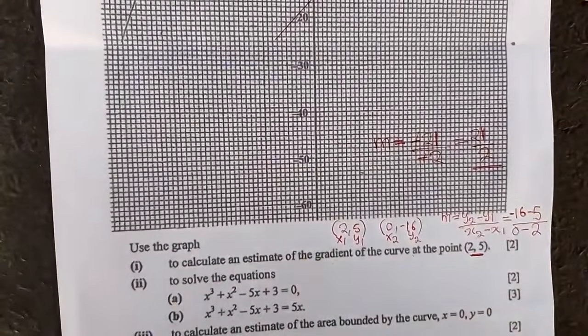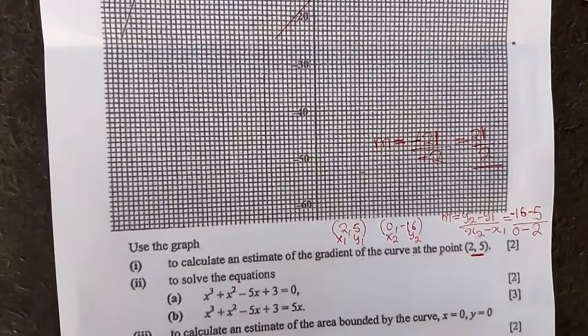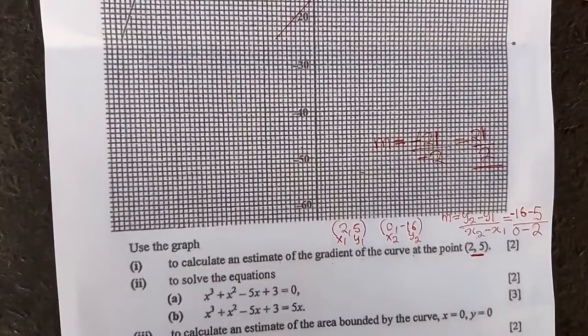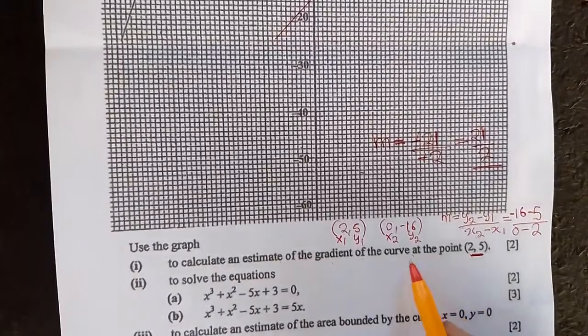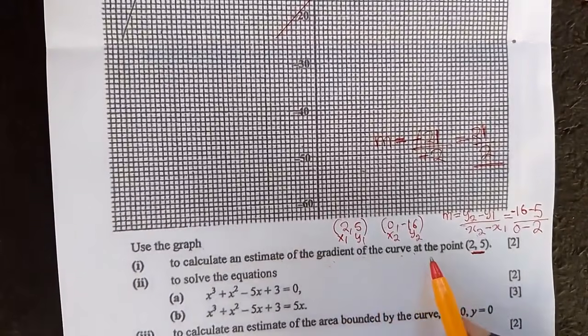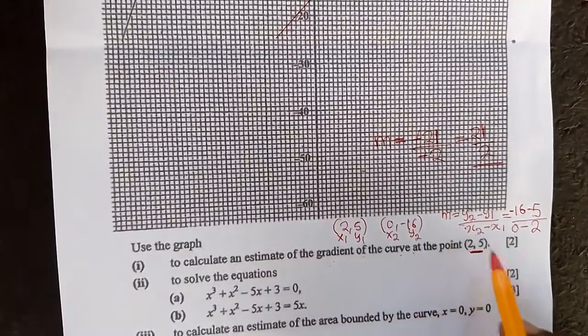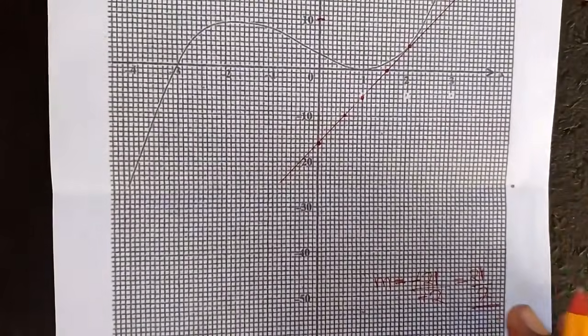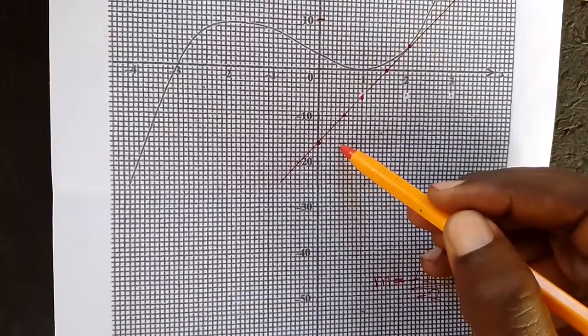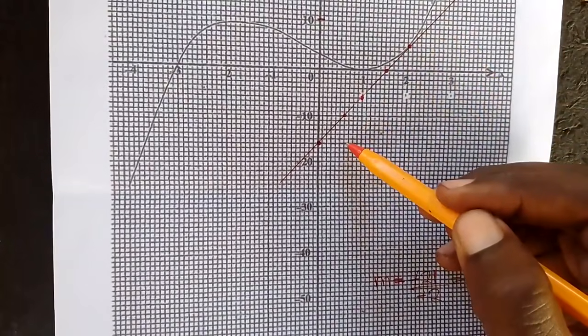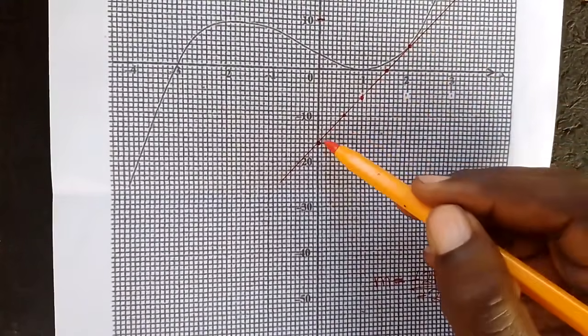Have you seen the way I'm doing this? This is how you need to answer this question. The first thing you were told was to find the gradient at the curve at (2, 5). You go on the graph. Where is (2, 5)? It is here. You put a tangent like that. Have you seen? You put a tangent. Then you get any point, any coordinate.